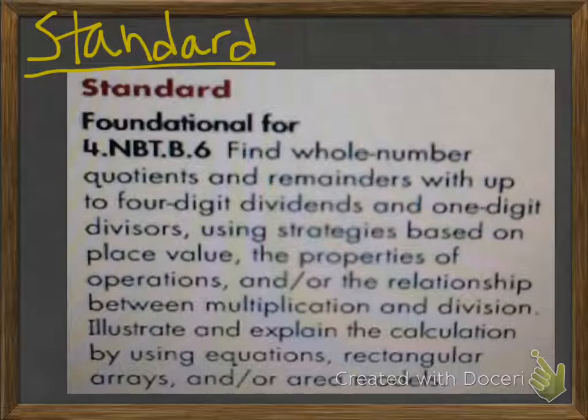divisors. Our standard is to find whole number quotients and remainders with up to 4-digit dividends and 1-digit divisors, using strategies based on place value, the properties of operations, and/or the relationship between multiplication and division. And we can illustrate and explain the calculation by using equations, rectangular arrays, and/or area models.